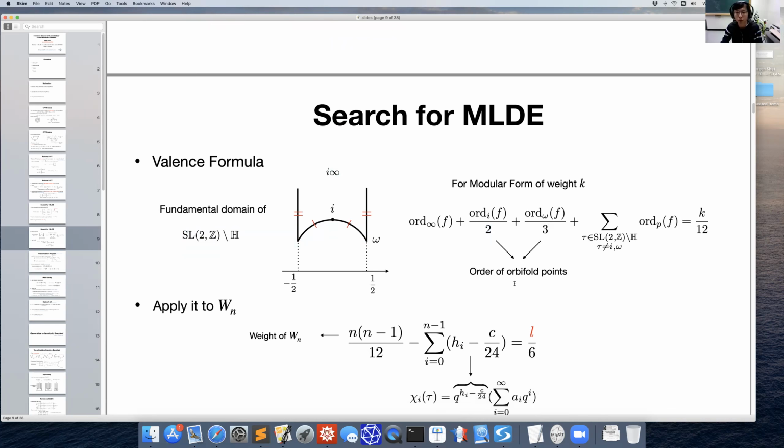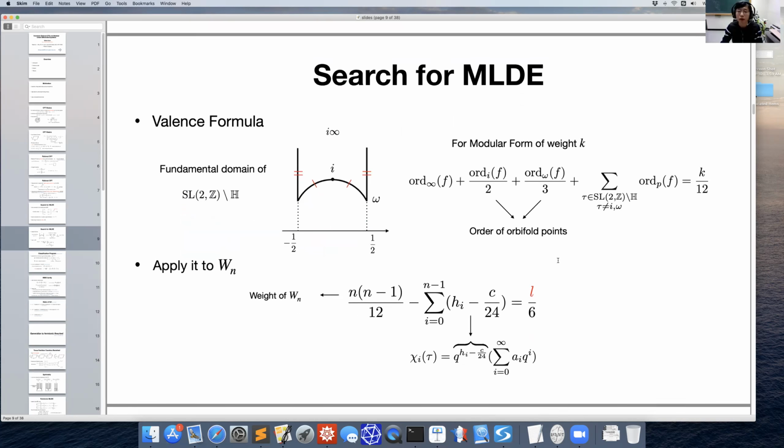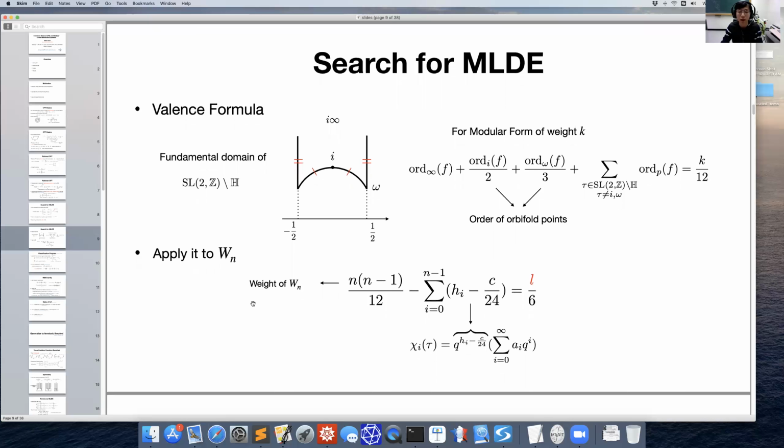Similarly for tau equal to omega, and then I express the rest of the zeros in terms of this form. This is a well-known result from mathematics. Let's apply it to Wn. Strictly speaking, Wn is not a modular form, but if you read the proof carefully, this formula also works, so we can apply it to Wn.